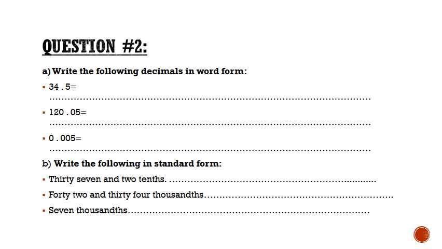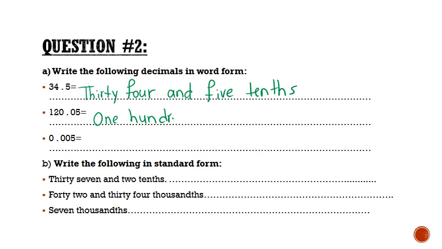Yes. Okay, great. Now question number 2. In the first part, I need to write the following decimals in word form. Amir? 34. So how do I write it? It's 34 and what, Amir? 5 tenths. Excellent. Now the second one. Yes, Muhammad. 125. Very good. So it's 100, 20 and 500 thousandths. Very good. Reem. 5,000.